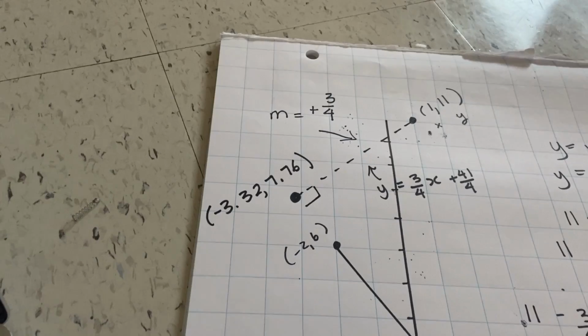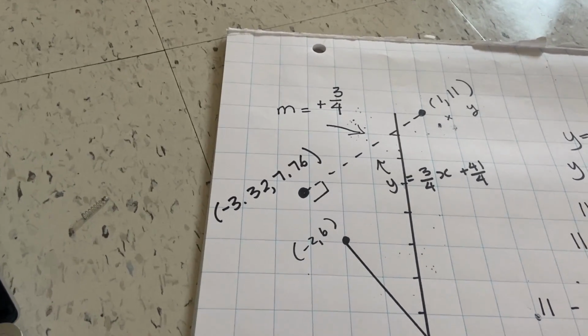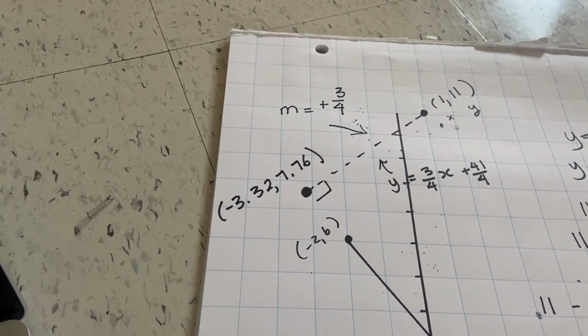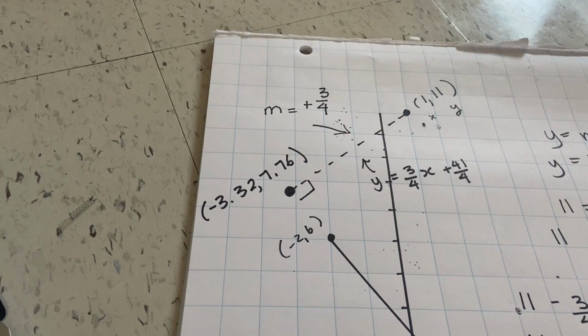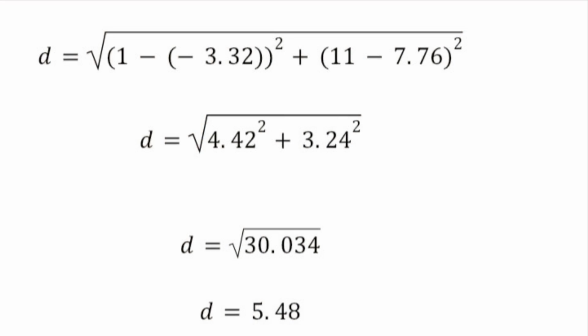And so we want to find the distance of that height. So we're going to find the distance of that height using the distance formula that we learned earlier. I've calculated the distance for the height between (-3.32, 7.76) and (1, 11) using my distance formula, and I get that the distance of the height is 5.48.